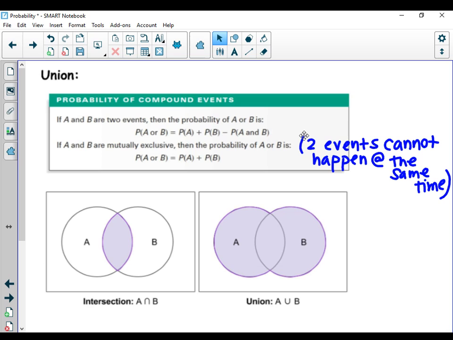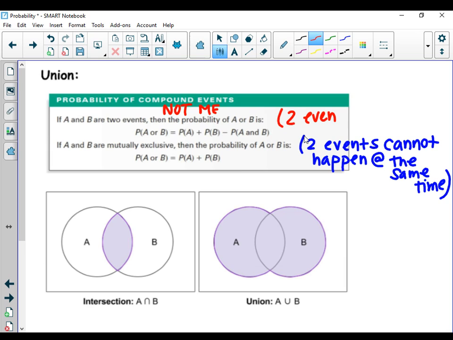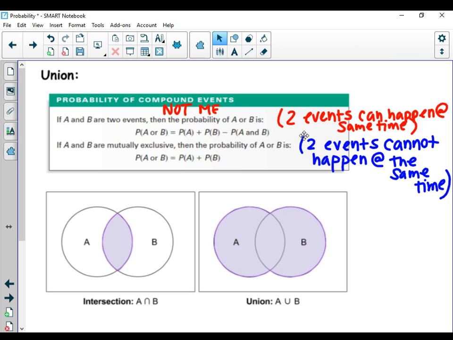Okay? And this top one is not mutually exclusive, and that is when two events can happen at the same time. All right, so the good news is the two formulas that are given to you help you with that. Notice how they both have the probability of A plus the probability of B. If the events can happen at the same time, then you'll subtract away the probability of them happening at the same time.